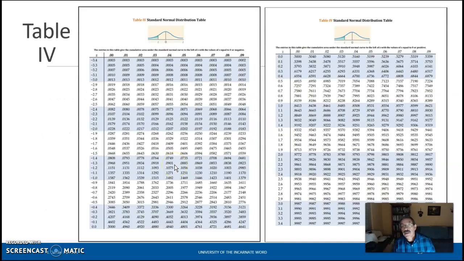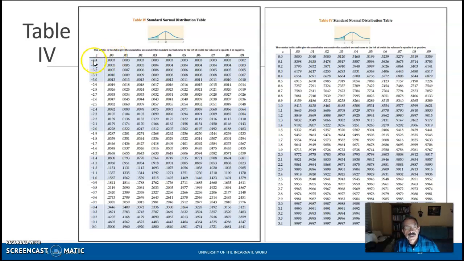In fact, here's table 4. This is posted on Blackboard, as I mentioned. You can see that this table has 2 pages. The first page includes the negative z values, and the second page includes the positive z values. So on the first page, you can see that the table starts with z values of minus 3.40.